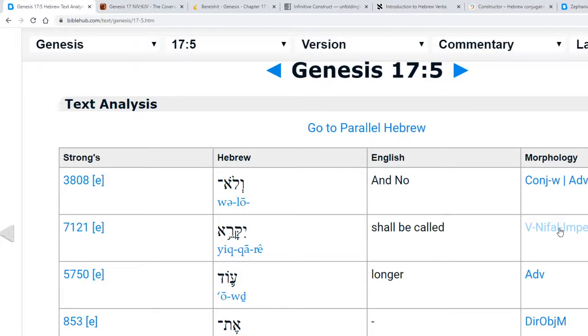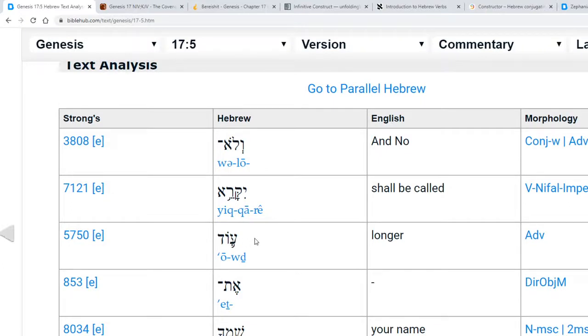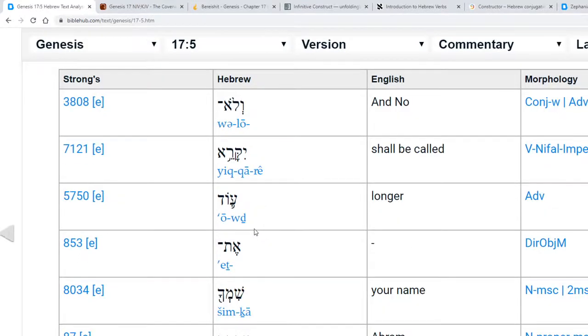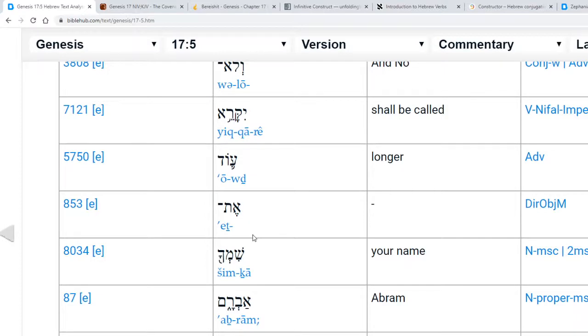Yikare, so this is in the nif'al, meaning it's not active, it's passive. Yikare will not be called, right? Lo yikare, will not be called. Imperfect, so it's in the future, third person masculine singular, and shall not be called. Od meaning more or longer, right? It's the adverb, and as always, it's full, milui. Et is the direct object marker. Like I said, it tells you what the object is. So shimcha, your name, is the object of the verb.